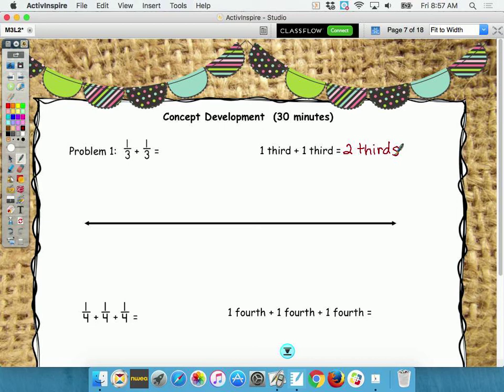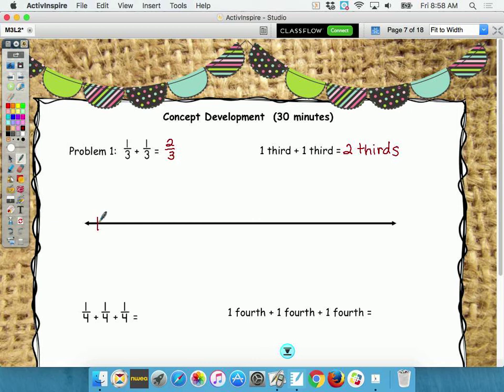So the first thing I want to do is talk about the total, okay? Go ahead and write the total. And I think the reason we're showing unit form is so you can see that the denominator never changes. All right? So now I'm going to look at my total. Is that more or less than 1 whole? Put the highlighter down, Grant.